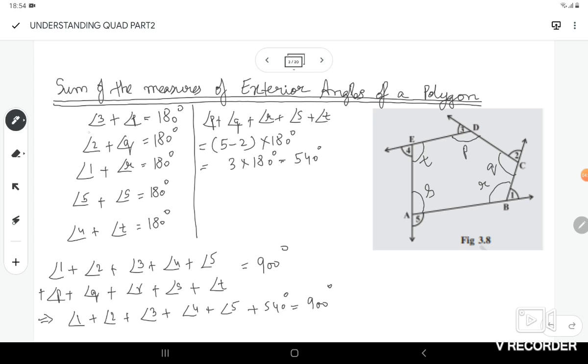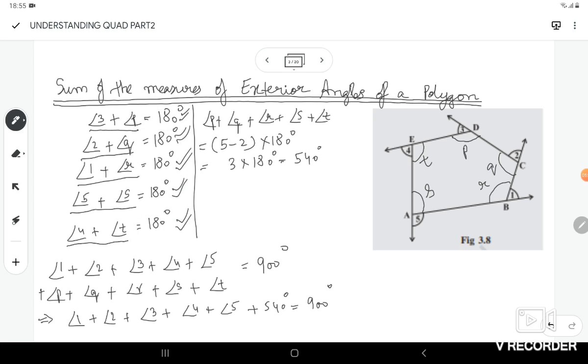Now we can clearly see angle 3 plus angle P equal to 180 degree, linear pair. Angle 2 plus angle Q equal to 180 degree, again linear pair. Angle 1 plus angle R equal to 180 degree, linear pair. Angle 5 plus angle S equal to 180 degree, linear pair, and finally angle 4 plus angle T comes out to be equal to 180 degree, again linear pair.